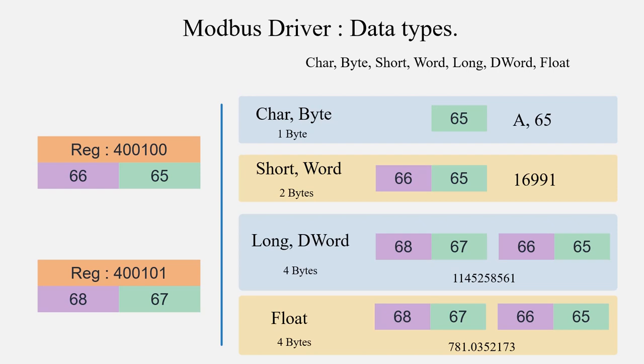Data types char and byte represent single byte. When reading 2-byte register data into single byte driver tag, only lower byte of register will be stored into tag. Data type byte is treated as unsigned. Data type char is treated as signed. While displaying data for char data type tag, driver will display equivalent ASCII character.